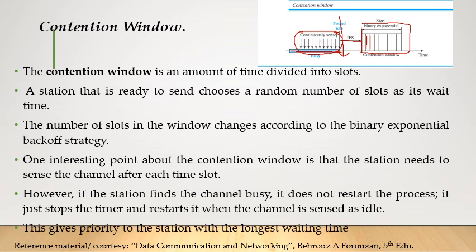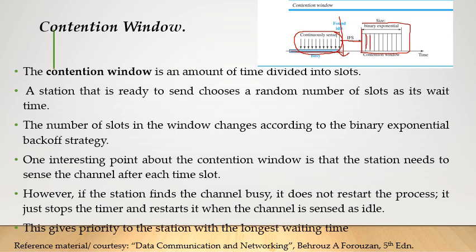So one station chooses two slots, another station chooses four slots, something like that. The number of slots in the window will change according to binary exponential backoff. What is this binary exponential backoff? One time slot could be one, could be two, then double: 2, 4, 8, 16, like that. Binary exponential means that, so the binary exponential strategy is used. The number of slots in the window changes according to the binary exponential backoff strategy. It's similar to your p-persistent technique.